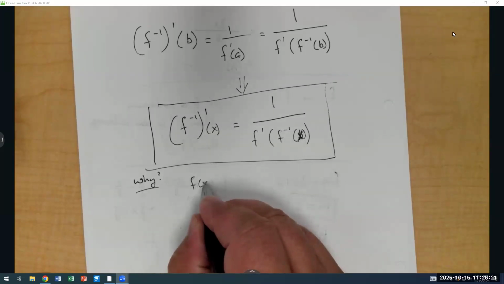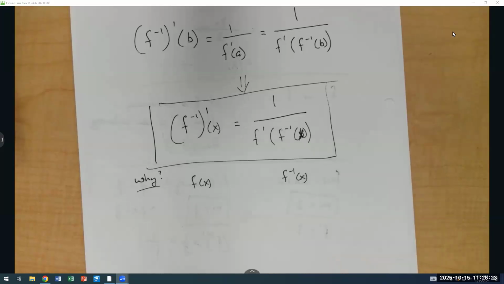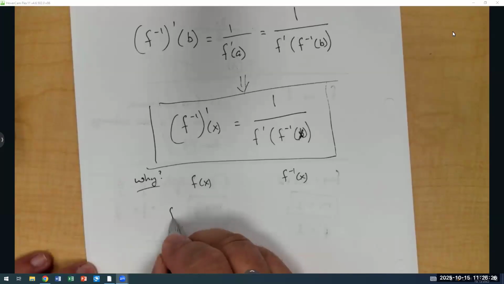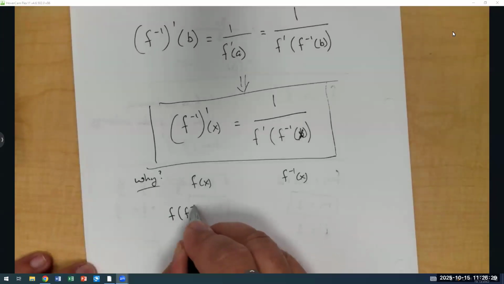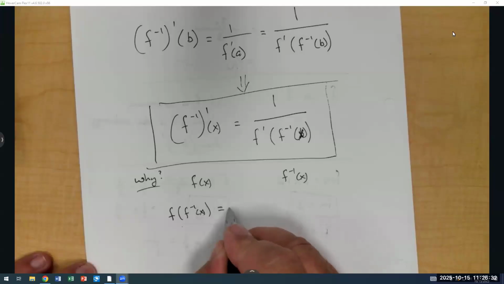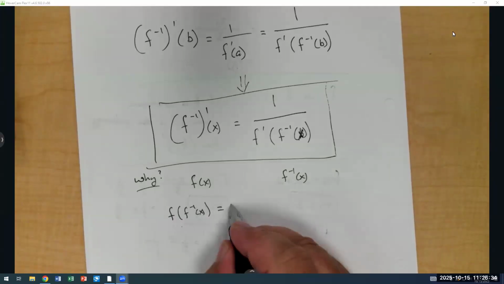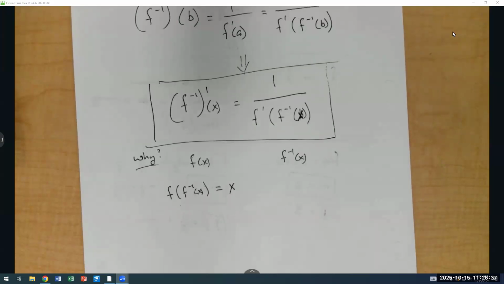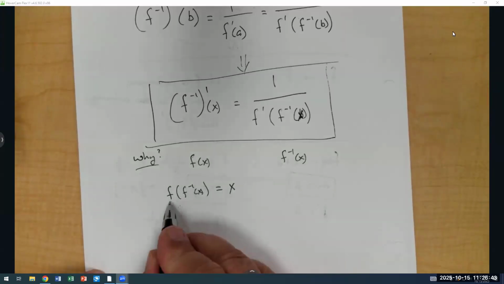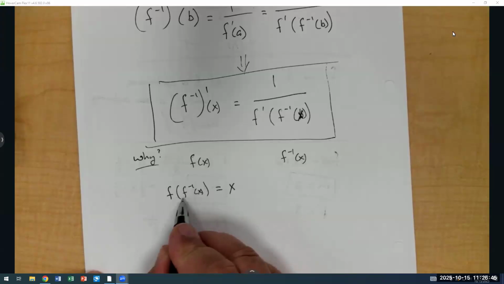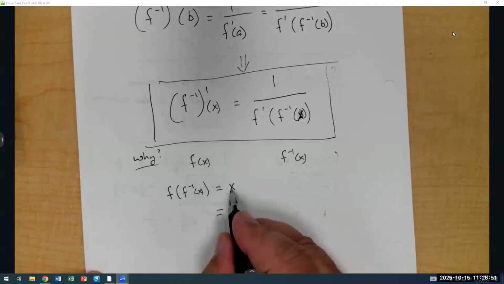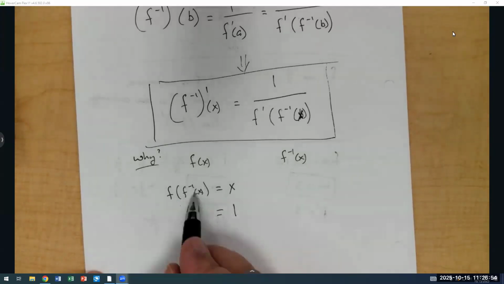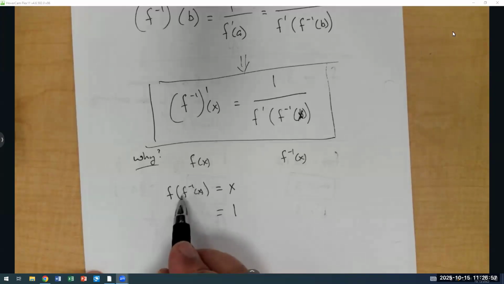Because we have two functions, f of x and f inverse of x. What do we know about those two? If we do the composite of the two functions, what does that equal? x. Now, if we take the derivative of both of those, on this side the derivative of x is 1. Well, how do we find the derivative of this side? This is a function within a function, so we use which rule?